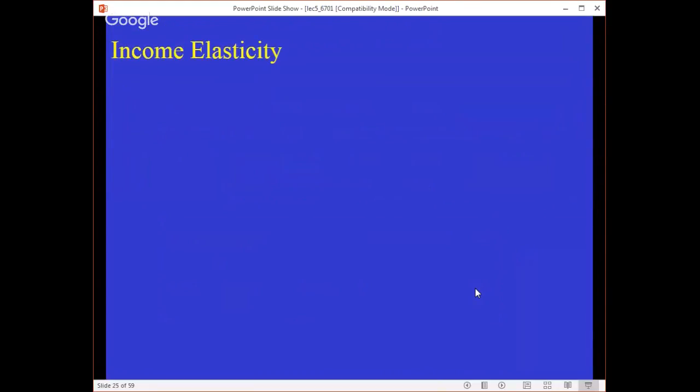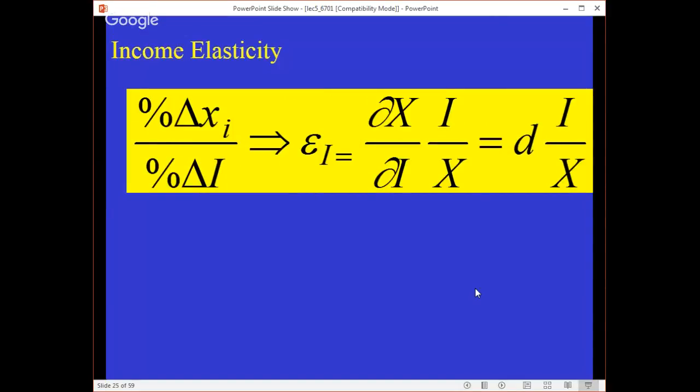So income elasticity is going to be the partial of X with respect to I, which is, I know you guys want to say it, come on. Sure. Right? D. That's a partial. It's basically the derivative holding all the other stuff constant, just D. Times I over X. So I got D times I over X. There we go. And that's our income elasticity.